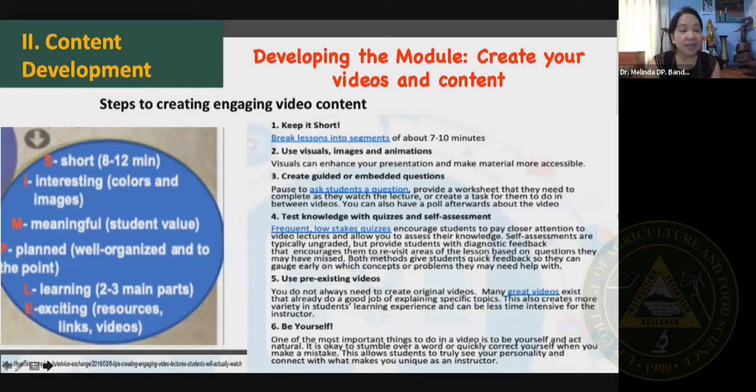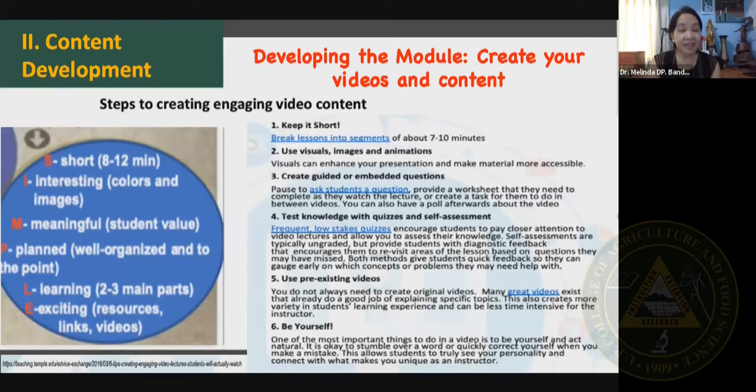So keep it short. This is an acronym we can remember. Simple. So, short. In one reference material, it says 7 to 10 minutes. In another reference material, 8 to 12 minutes. So the idea is for us not to exceed. If we can keep it to 10 minutes, better.